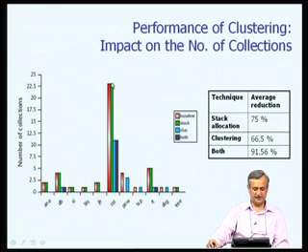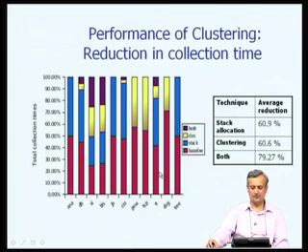In some cases like this, the number of collections is very large because our techniques may not be very helpful in such cases, whereas in other cases the number of collections has come down drastically. Reduction in collection time: stack allocation alone reduces the collection time by about 60%, clustering reduces it again by 60%, and both reduce it by about 79%.